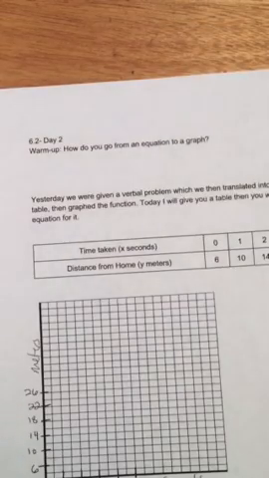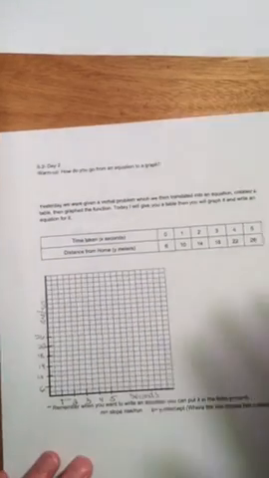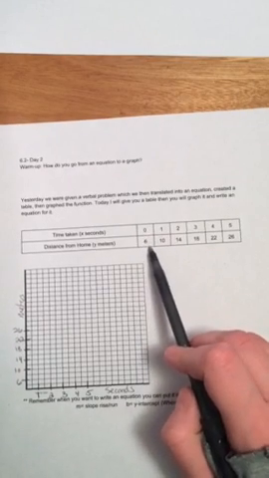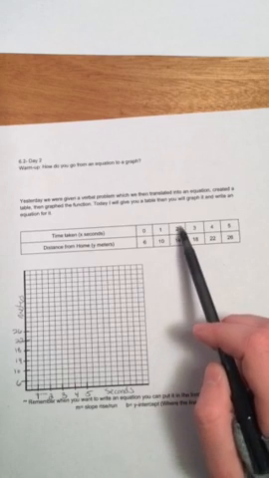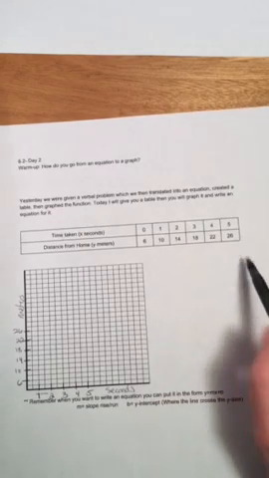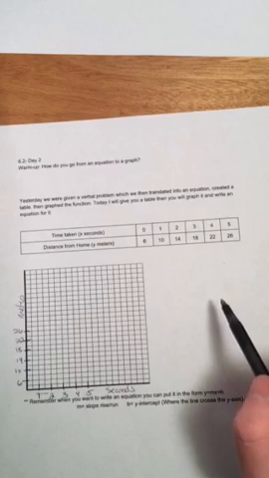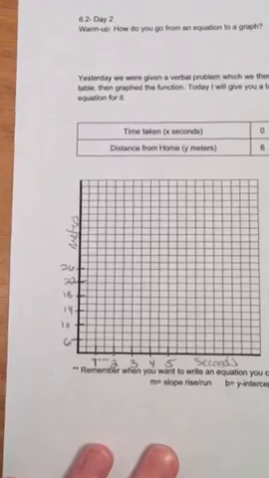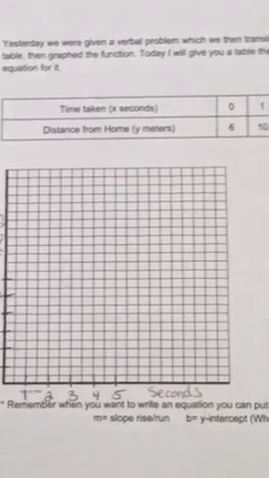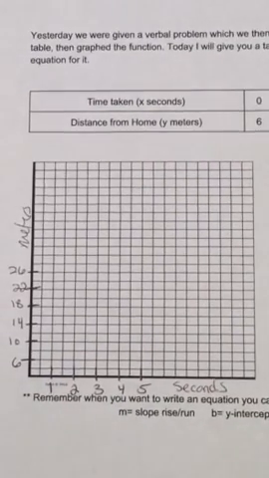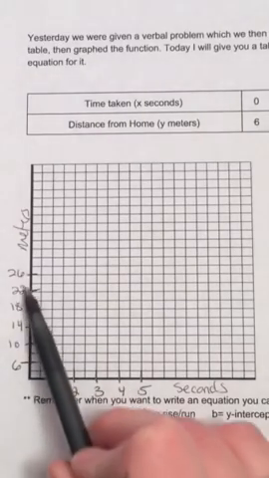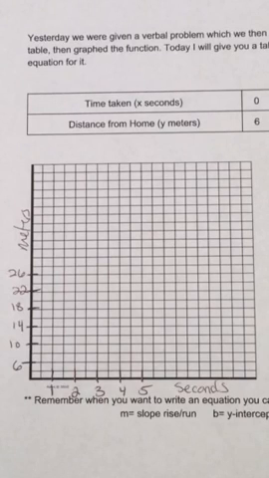So they give me some time in seconds here, and some distances from home. Okay, so I have 0 seconds, I'm 6 meters from home, 1 second, I'm 10 meters from home, so on and so forth. Okay, and I've already labeled my graph here, so I'm going to zoom in, so even though you guys can't see the table, you have it on your own sheet, okay? So I skipped a couple lines again on each thing and just labeled them with my numbers from my table.